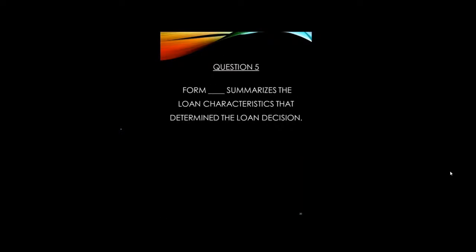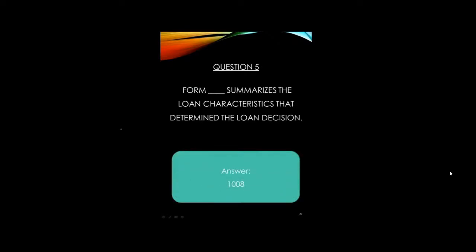Question 5. Form blank summarizes the loan characteristics that determine the loan decision. I could think of 2 forms right now that could be that. So hopefully you got that form correct. It's the 1008. Technically, you might think it's the 1003, but the 1003 just summarizes the information. The loan characteristics are more geared towards the 1008.